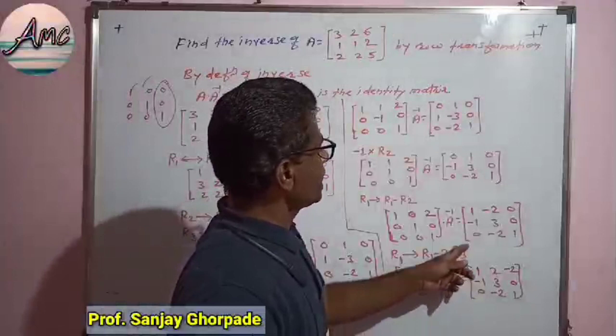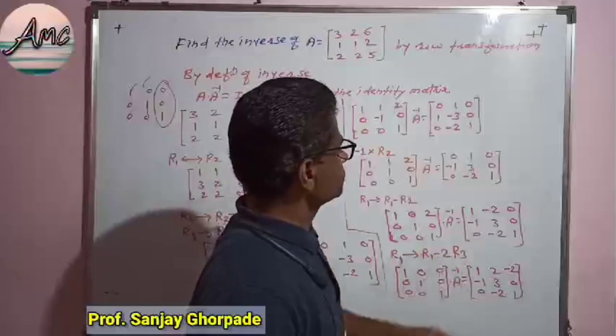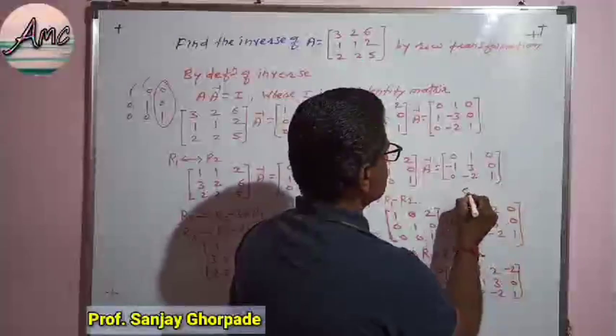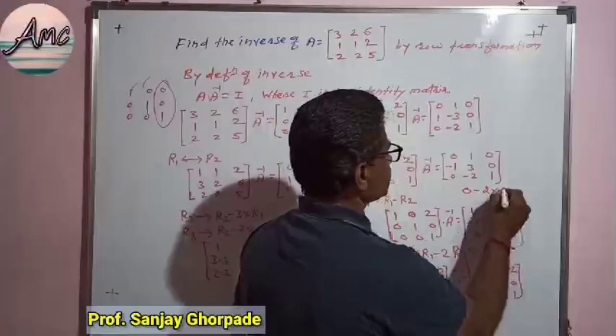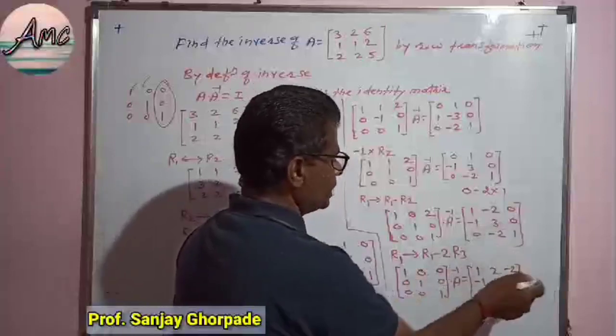Similarly, R1 minus 2 times R3 on the right hand side. R1 is here 0, minus 2 times R3. R3 is 1, so 0 minus 2 is what? Minus 2. No change in the second and third rows.